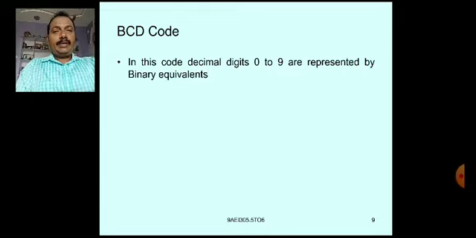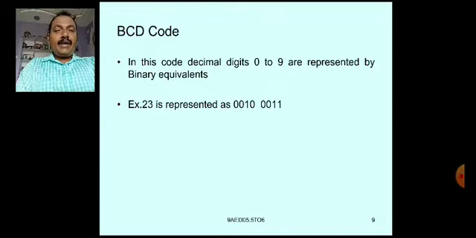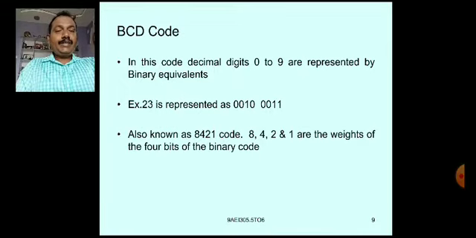BCD code. In this code, decimal digits 0 to 9 are represented by binary equivalents. For example, 23 is represented as 0010 because 2 is 0010, and 3 means 0011. This is called 8421 weighted code.